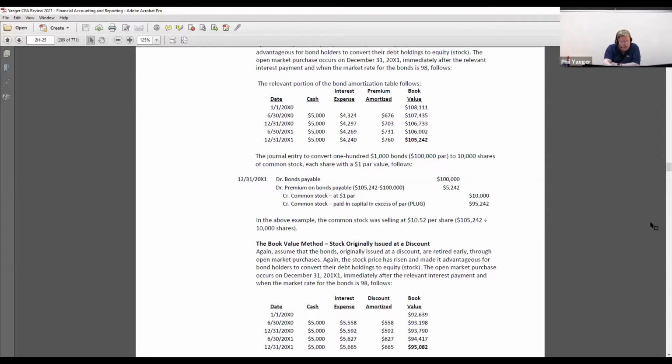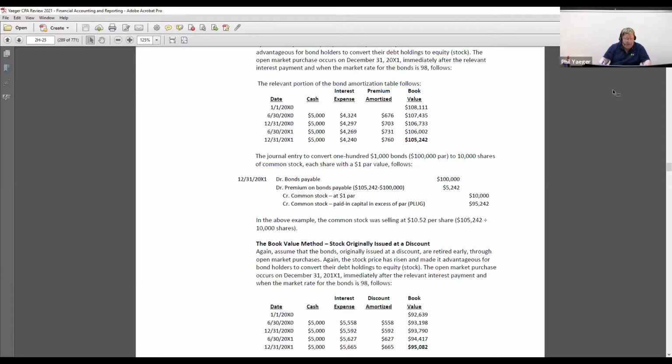So what's my plug figure? Additional paid-in capital in excess of par for common stock, 95,242. So notice there is no gain or loss on conversion here. Why? Because we're converting the book value of the bonds to equal the book value of the common stock. Does everyone see that?